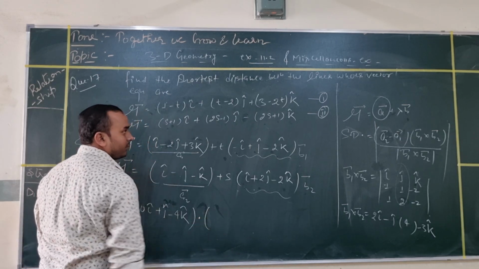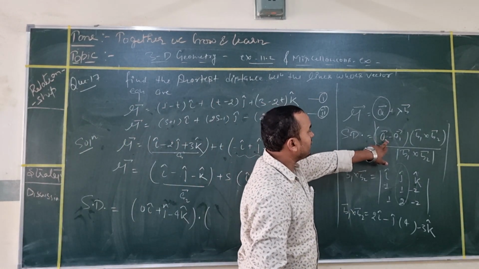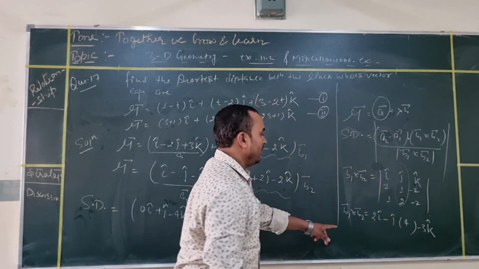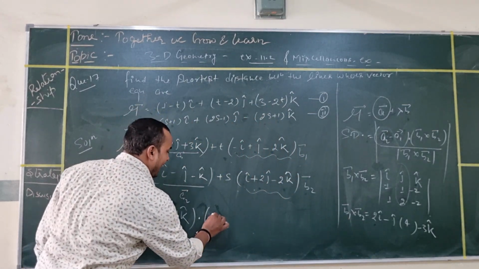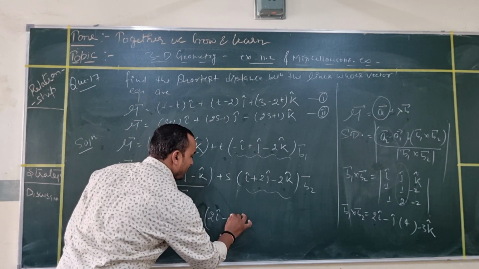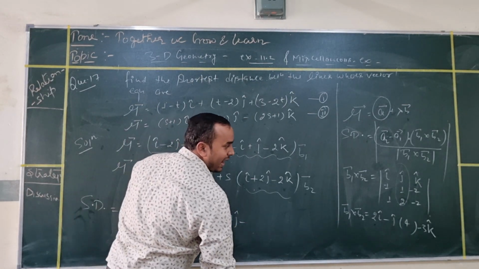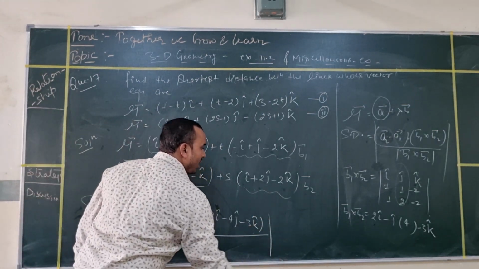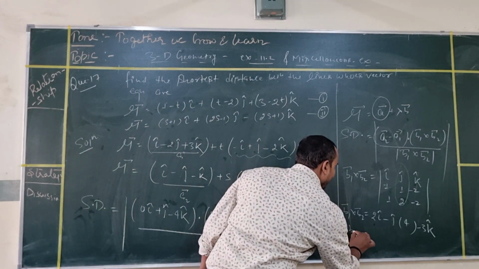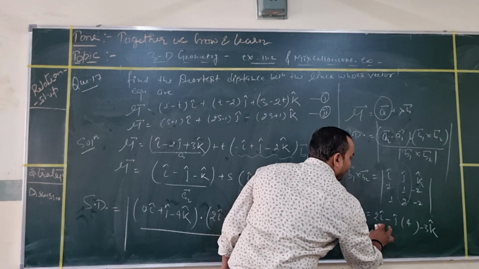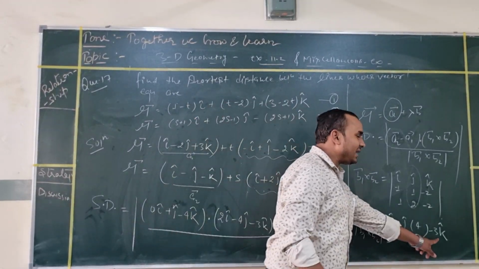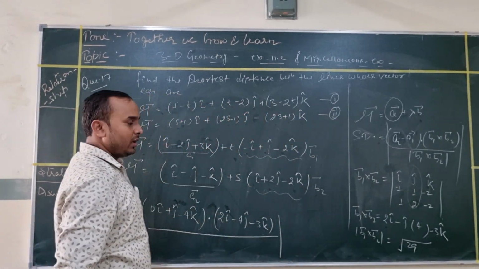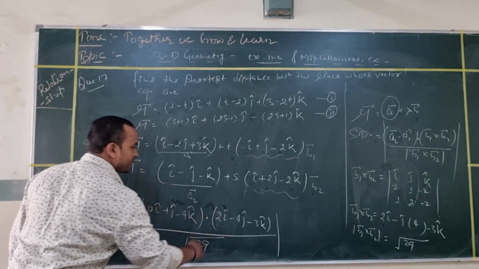Now, using the formula SD equals (a2 minus a1) dot (b1 cross b2), we have b1 cross b2 as 2i cap minus 4j cap minus 3k cap, divided by the mod of b1 cross b2. The mod of b1 cross b2 is 4 plus 16, 20, plus 9, that is root 29. Okay, this is the shortest distance between the two lines.